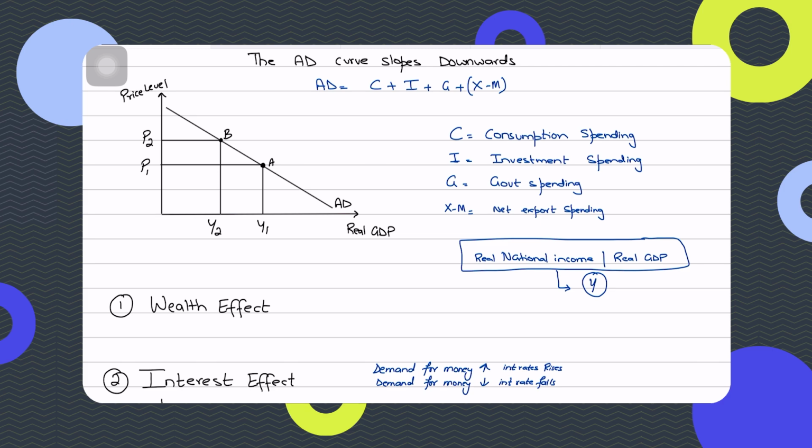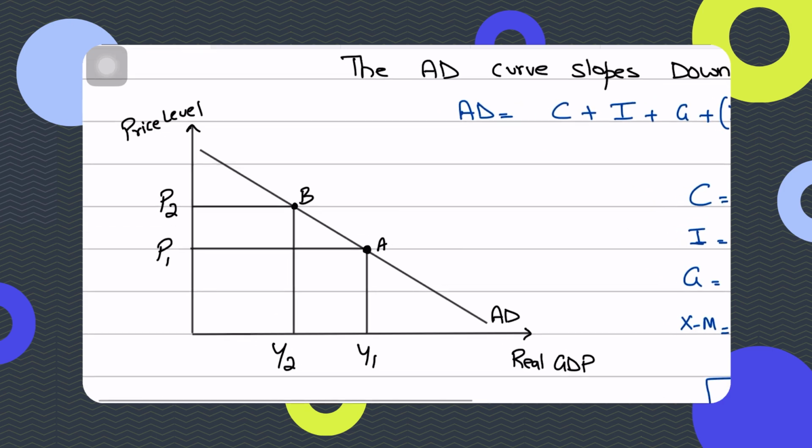Why AD slopes downwards: the downward slope of AD is simply showing an inverse relation between price level and real GDP. And since AD is total demand or total spending, this inverse relationship is explaining why changes in the price level cause opposite changes in your spending. If the price level goes up, why is spending going down, right? And if your price level goes down, then why is spending going up?